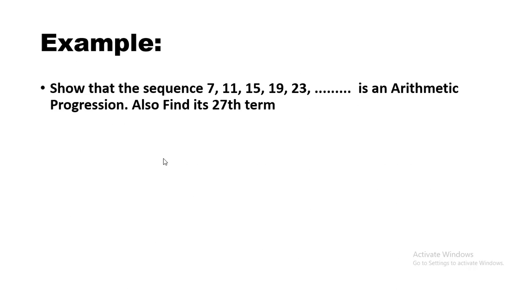Now the question says: show that the sequence 7, 11, 15, 19, 23 is an arithmetic progression. Also find its 27th term. Here the sequence is given to you, and they are asking you to show that it's an arithmetic progression. Now we know that for an arithmetic progression it is important that the difference between two successive terms should be equal throughout the sequence.